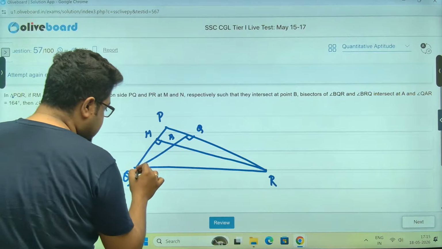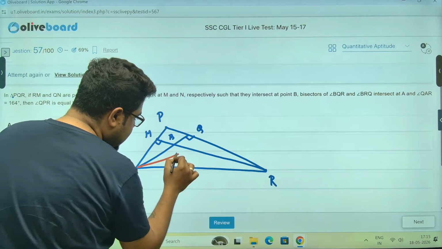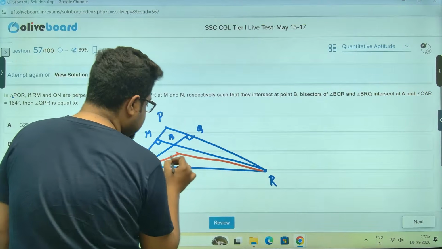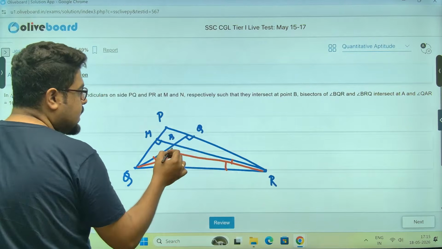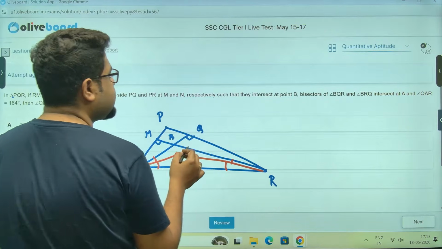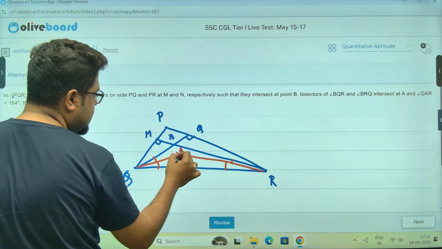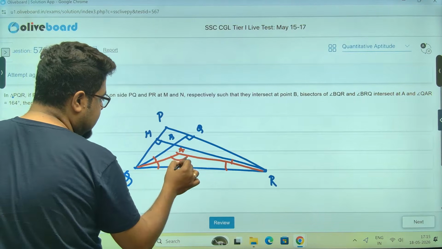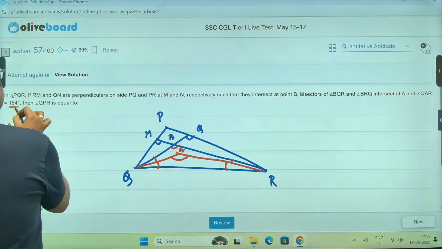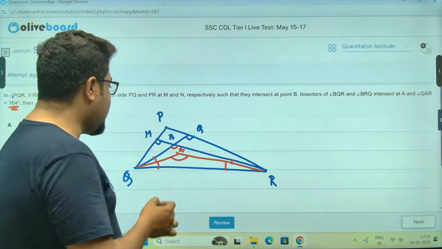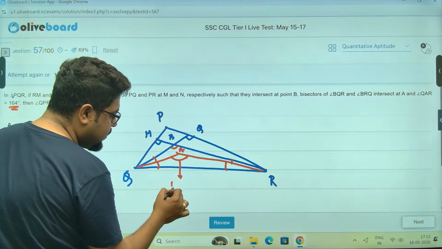Let me use another color. They are like this. So these two angles are equal. These two angles are equal. They are meeting at this, at A, sir. Okay. This angle will be, sir, 90 degrees plus this angle. This is given as 164. Which angle? QAR. This angle is 164.